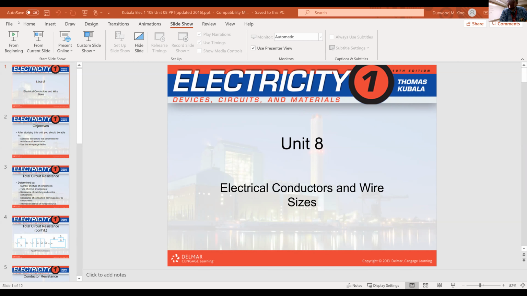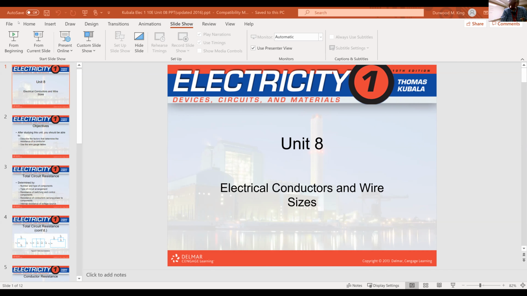Then internal resistance of the voltage source. That last one, we're not really going to get into that. That's a little deeper than the scope of this class, but it is an issue. It can be. The power supply itself can have some internal resistance that can come into play with the total resistance of a circuit.